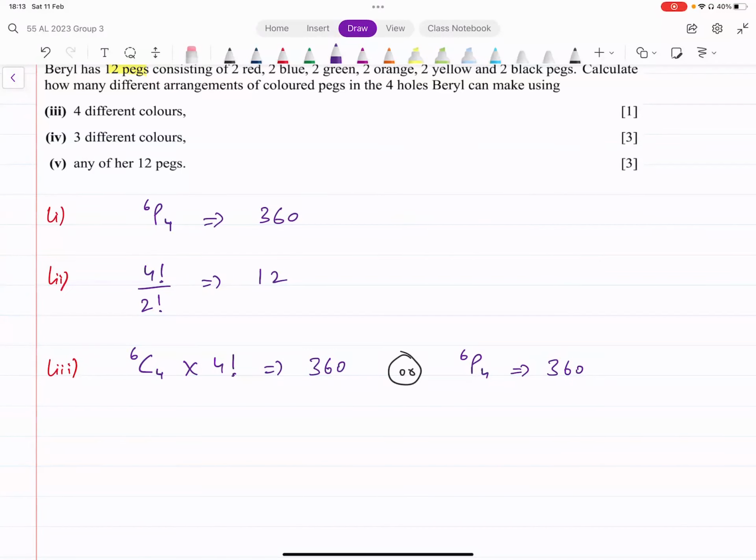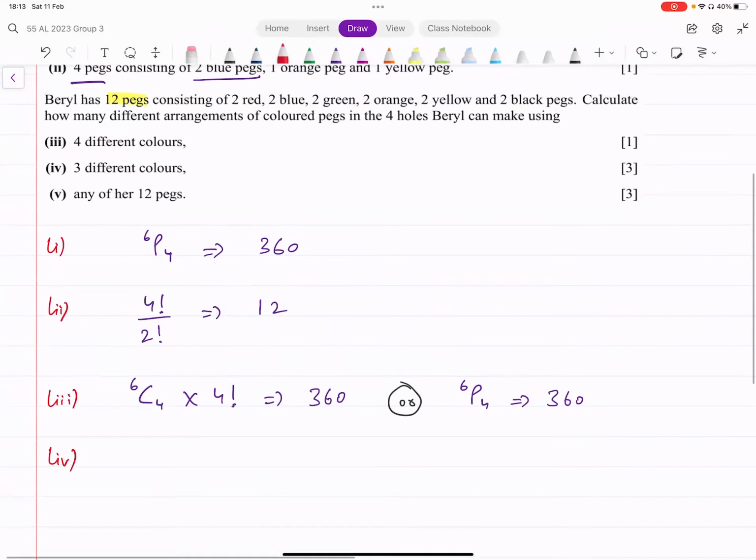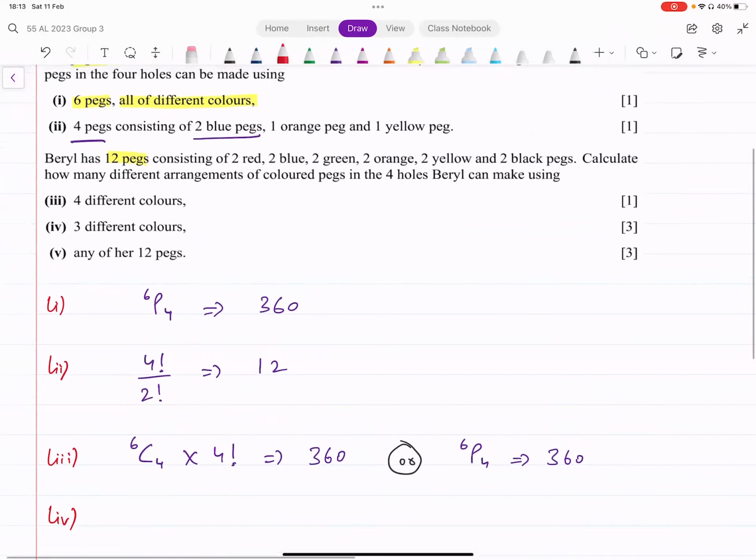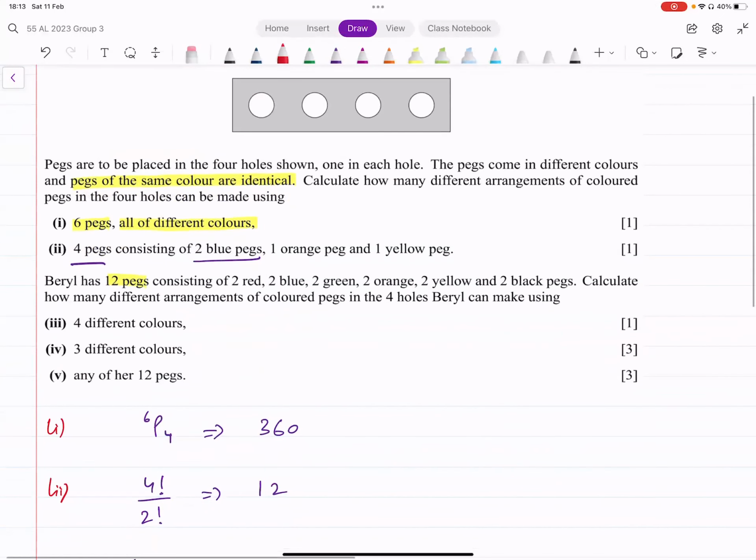Okay, let's look at the next part now, part 4. Now it says, how many arrangements are possible of colored pegs in those 4 holes if she is using 3 different colors? What about this now? How many arrangements are possible using 3 colors? Any ideas? How do we start? The 4 one was still a bit easier. Now it's actually 3 marks as well. What do we do for this?